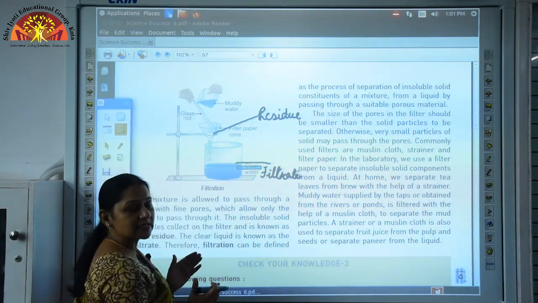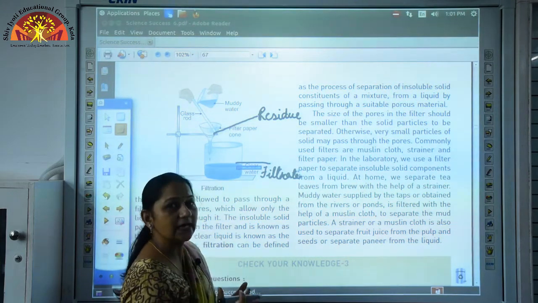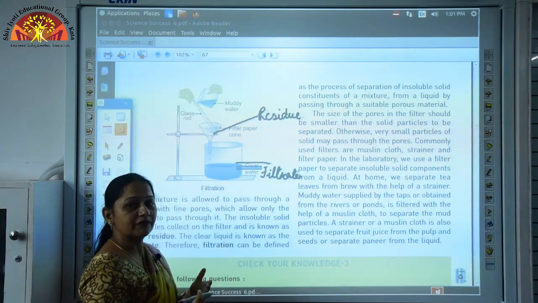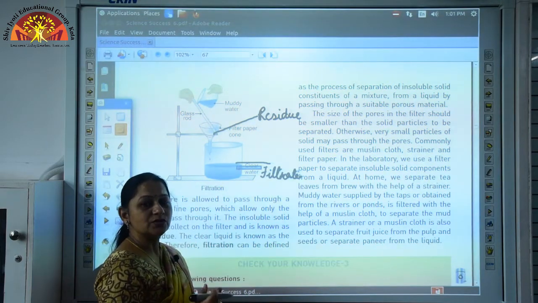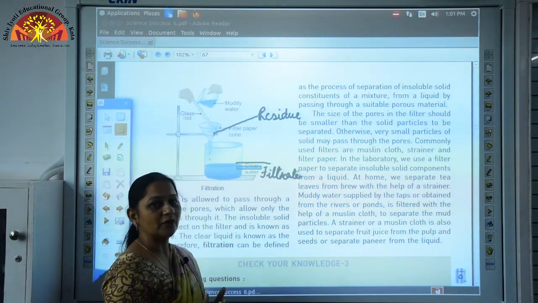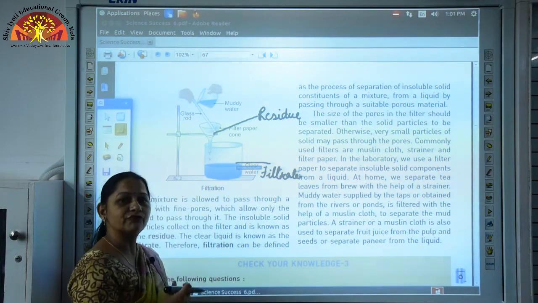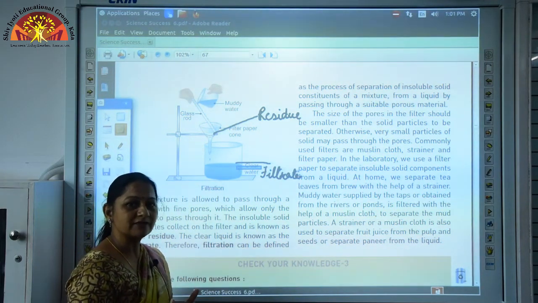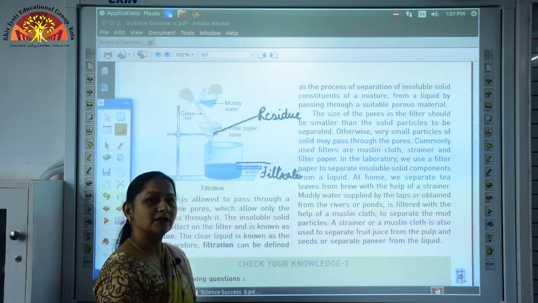Now, you must have seen different types and different sizes of filters. They are used for different purposes, like we use a strainer to filter tea leaves from the brew, and a muslin cloth is used to filter tap water. You must have seen a muslin cloth which is commonly used to filter water at homes.